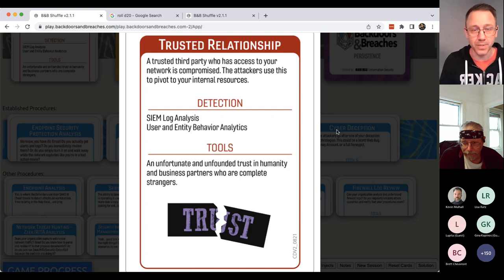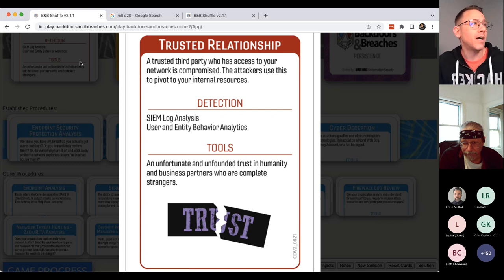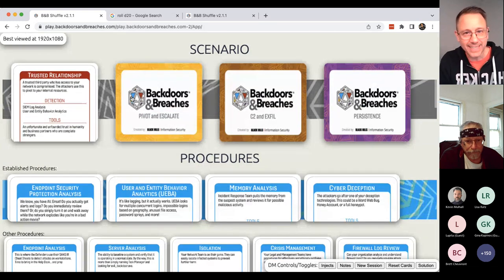You don't know if they have disgruntled people. You don't know what's going on in their environment. And so you need to check and audit their permissions from time to time. All right. So once again, initial compromise is easy.